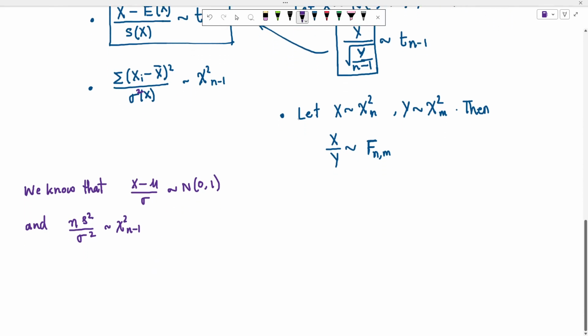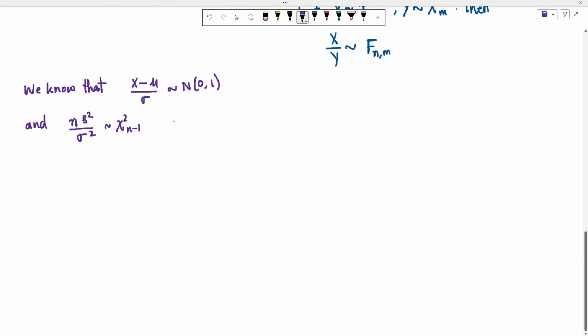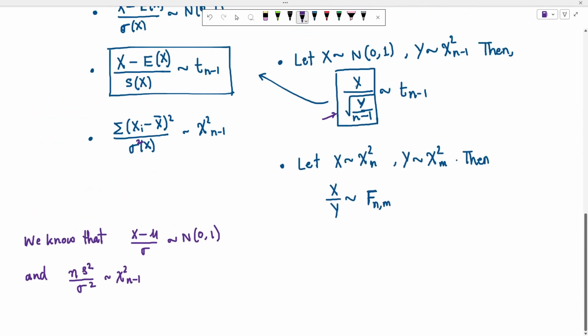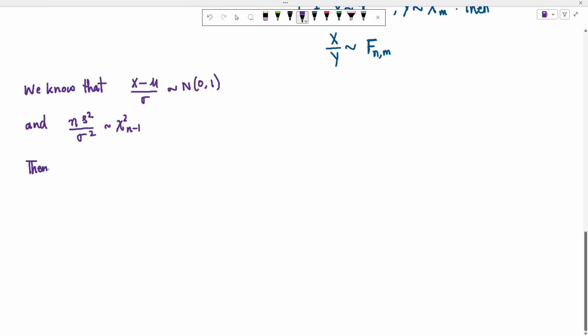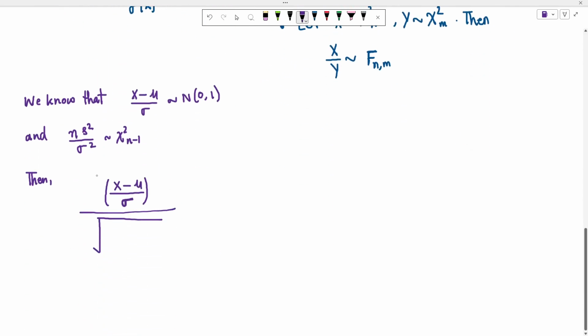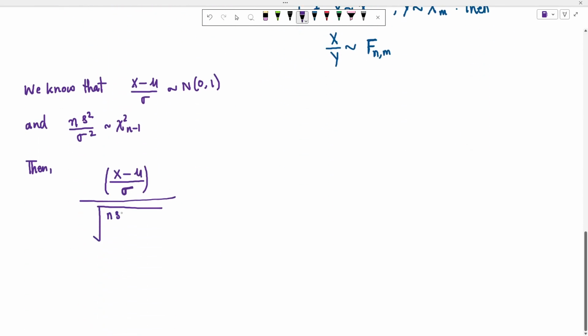So let us put that into this formula. In my numerator, I have my normally distributed thing, x minus mu by sigma, divided by the square root of my chi-square distributed thing, n s square by sigma square, divided by n minus 1. Then this will be t distributed with n minus 1 degrees of freedom. Now let's just simplify this.